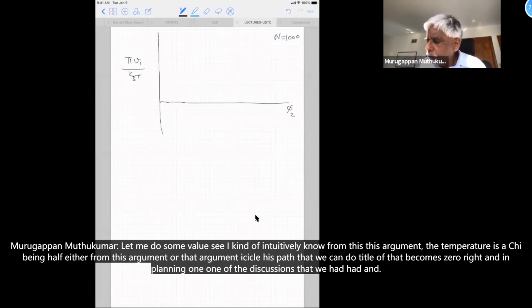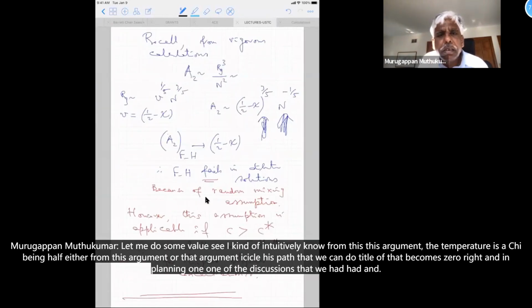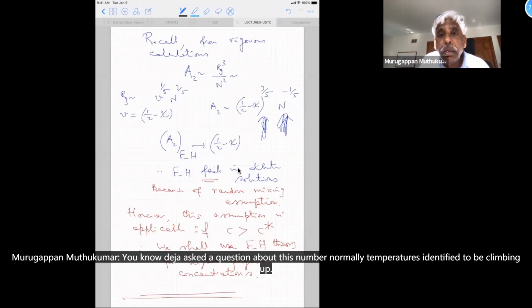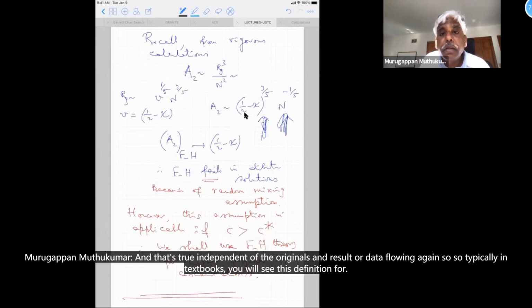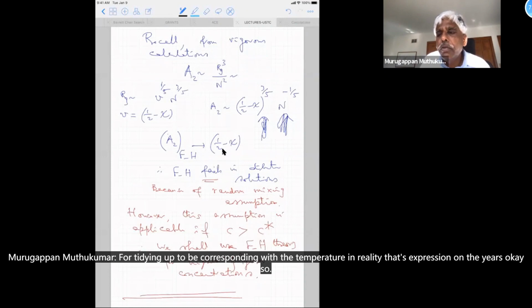I intuitively know from this argument that the theta temperature is chi being half, from either this argument or that argument. When chi is equal to half, that becomes 0. In one of the discussions we had, Dija asked a question about this number. Normally, theta temperature is identified as chi being half, and that's true independent of the rigorous result or this Flory-Huggins result. Typically in textbooks, you will see this definition for chi being half corresponding to theta temperature. In reality, that's the expression one has to use.